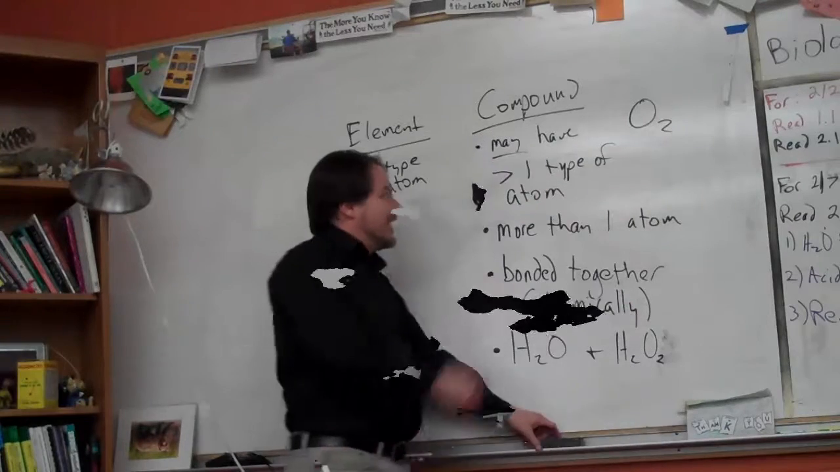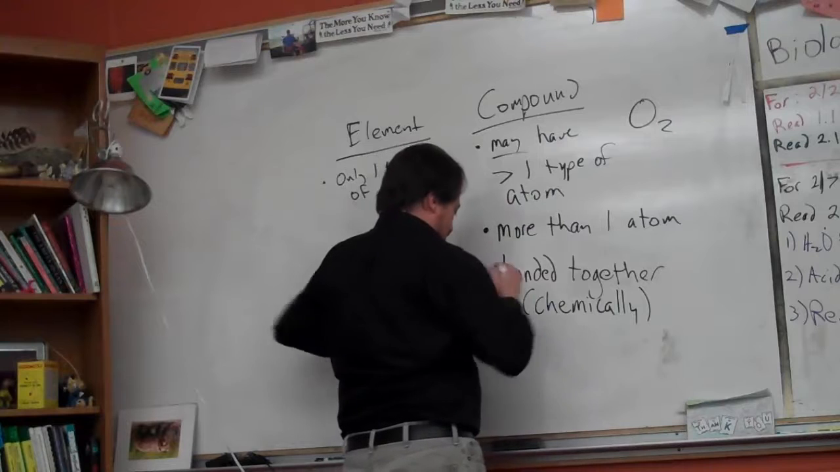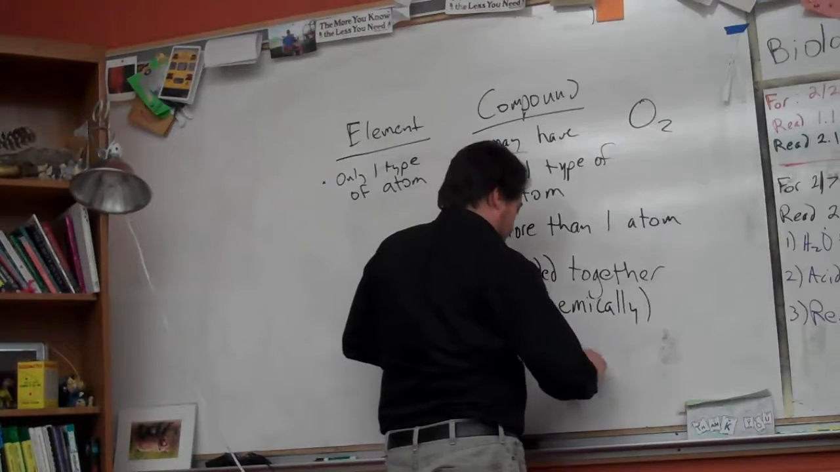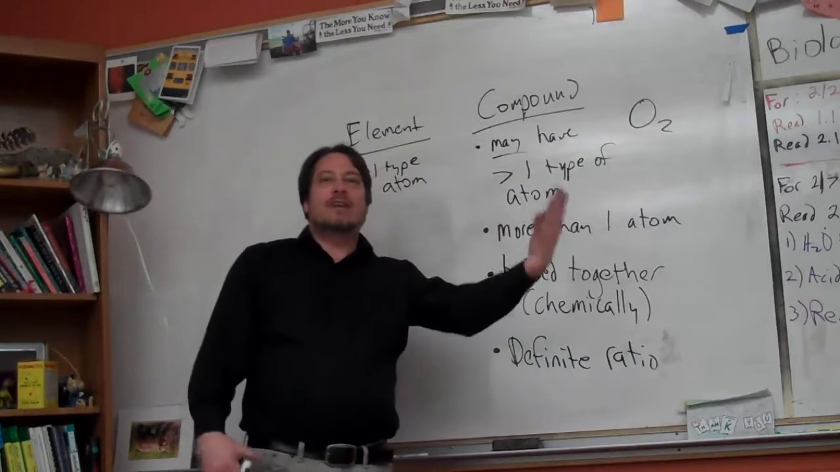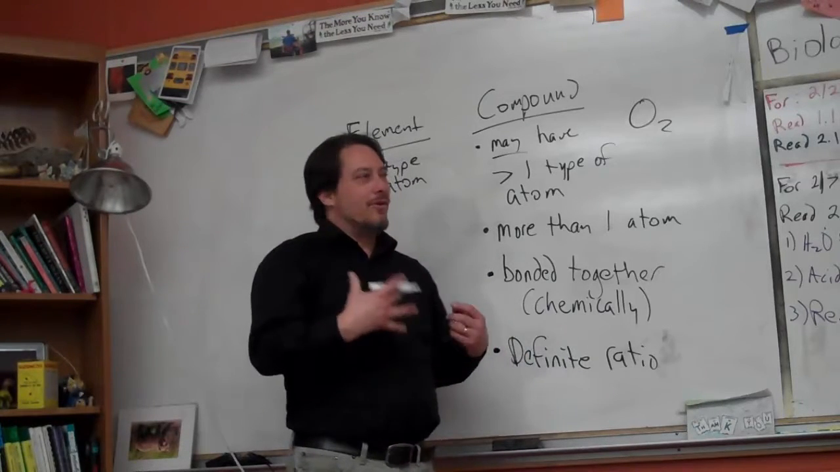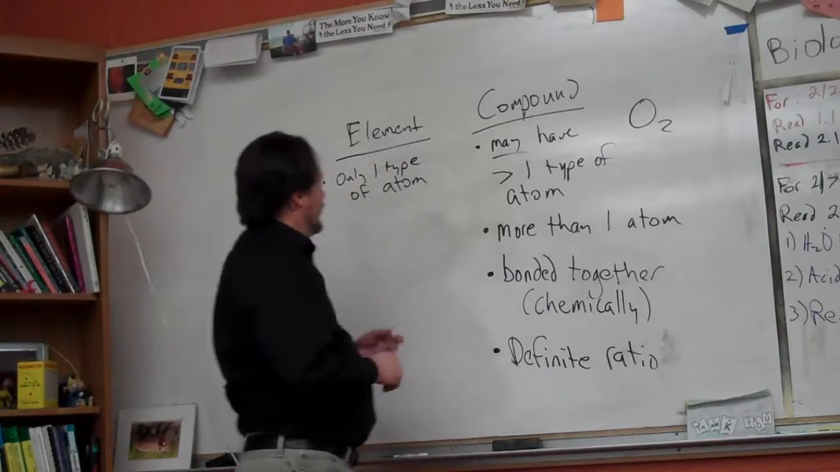Somebody knew. A chemical compound has a definite ratio of one thing to another. H2O, NH3, NaCl. There's always a definite ratio of one thing to another. That is the difference between an element and a compound.